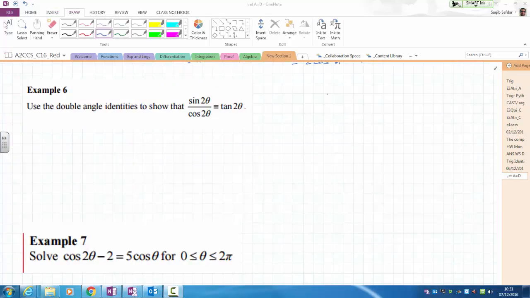Right, we know the tan 2 theta. Let's just write down the identity. For tan 2 theta, you've got 2 tan theta divided by 1 minus tan squared theta. So there's our identity. And therefore, sine 2 theta divided by cos 2 theta.